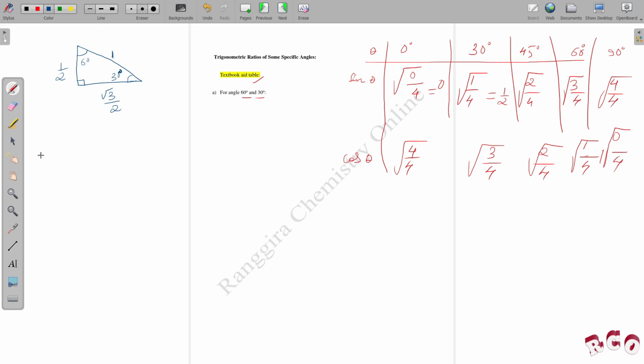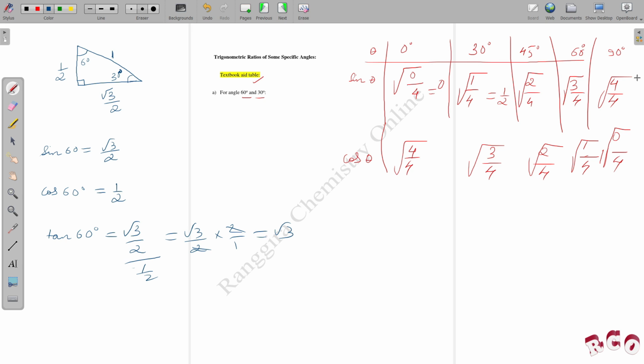Let us see now. Sine 60 will be what? Opposite is root 3 by 2 divided by 1, so you got the value. And then cos 60 is adjacent by hypotenuse. Adjacent is 1 by 2 divided by 1, so 1 by 2. Tan 60 is what? Root 3 by 2 divided by 1 by 2, so root 3 by 2 into 2 by 1. The 2 cancels, so you are getting tan 60 equal to root 3.